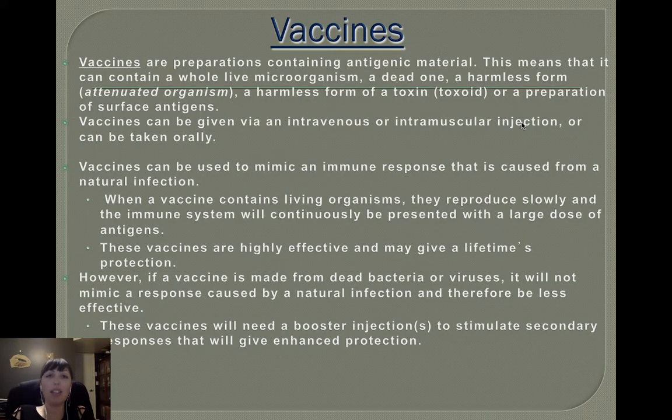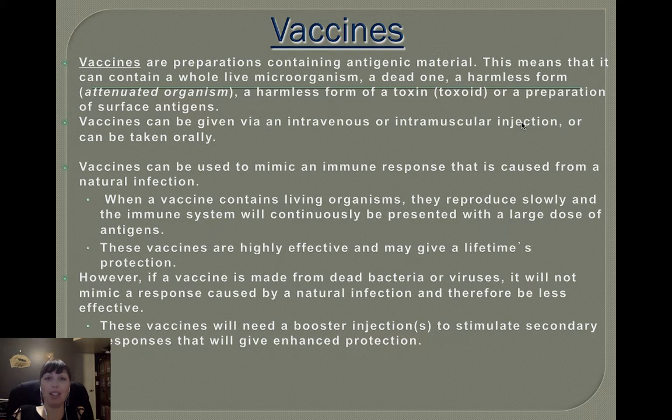Okay, so vaccines are preparations containing antigenic material. That means it can contain a whole live microorganism, a dead one, a harmless form, which means it's been attenuated, a harmless form of a toxin like a toxoid, or a preparation of surface antigens. Vaccines can be given via an intravenous or an intramuscular injection, or some of them can be taken orally. Vaccines can be used to mimic an immune response that is caused from a natural infection.